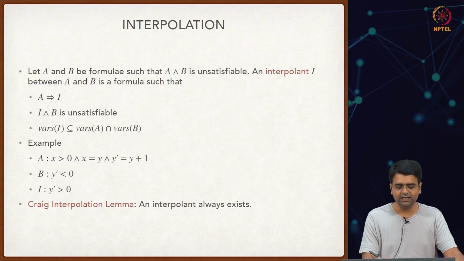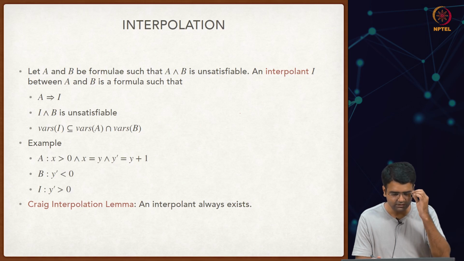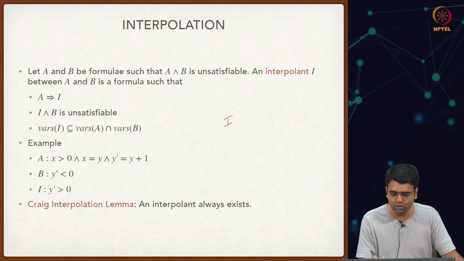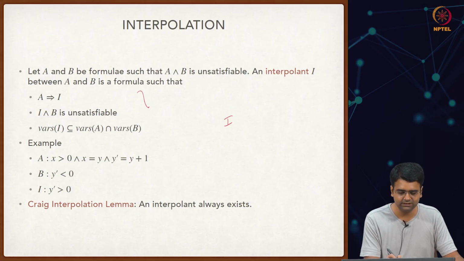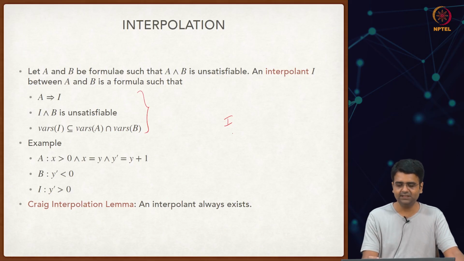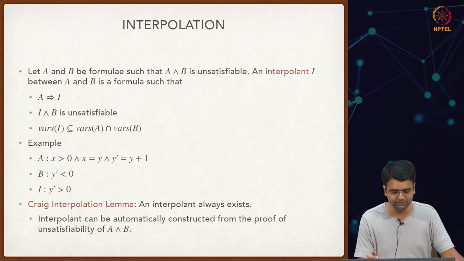So, here is a very important result from first order logic theory, which is the Craig interpolation lemma, which says that an interpolant always exists. Given formulas A and B such that A and B is unsatisfiable, an interpolant I can always be constructed. So, there always exists an interpolant I which will satisfy these three properties. Now we are going to take advantage of this interpolant in order to get more predicates for the predicate abstraction domain.